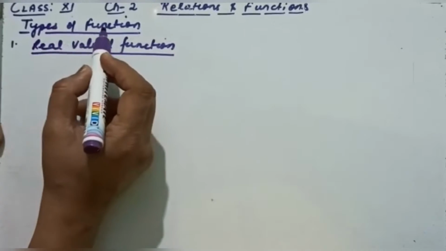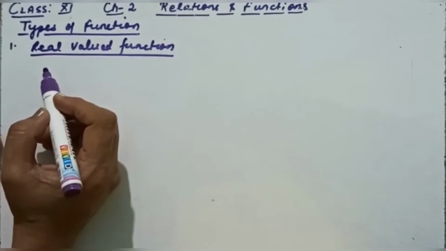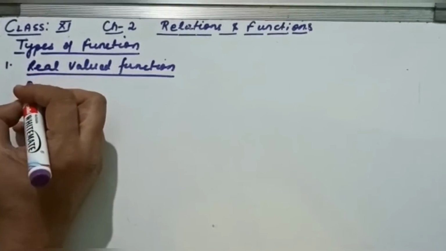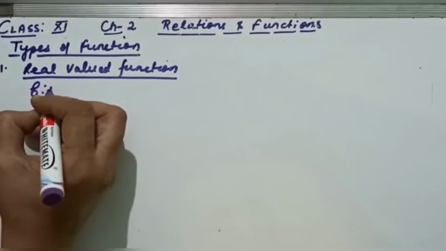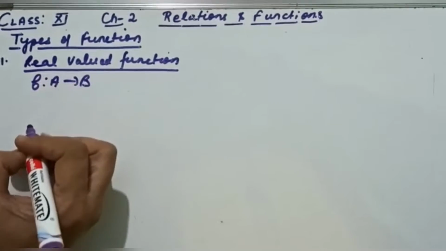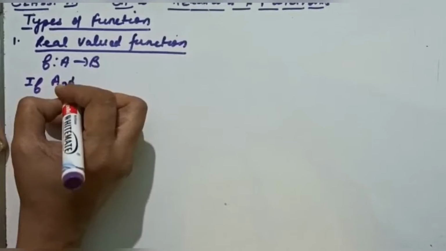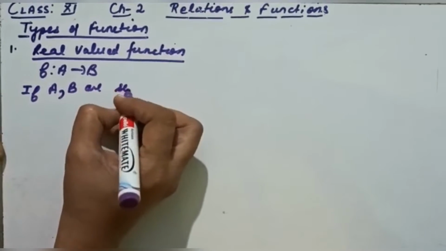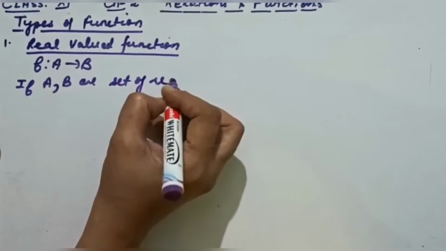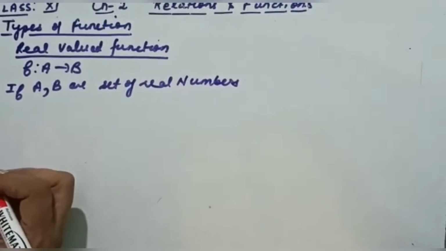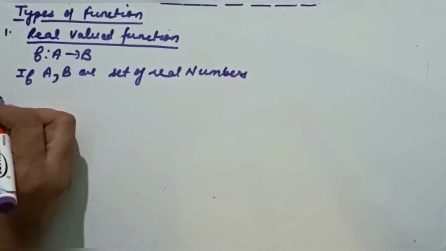Now next is types of function. There are various types of functions. First is real valued function. As the name suggests, any function f from A to B is said to be a real valued function if A, B are sets of real numbers. So any function where A, B are the set of real numbers is known as real valued function.